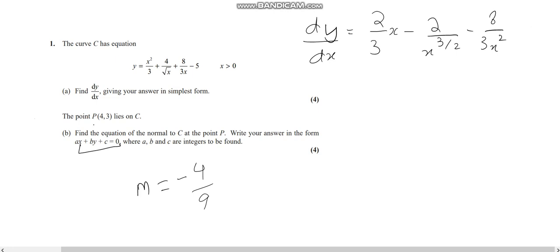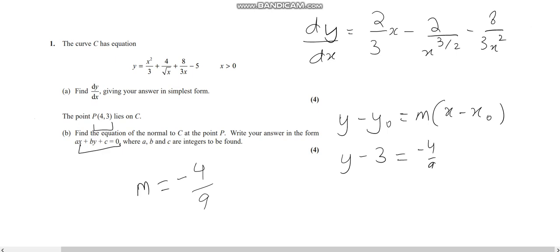We have got our point, that's 4 and 3, the x and y values. And now we have to find the equation of the normal. So guys, if you don't remember the formula for the equation of the normal, it's given in the back of the paper and you don't have to worry, but it's good to remember: y minus y naught equal to the gradient into x minus x naught. Now what we have to do is plug in the values. y naught is 3, so y minus 3 equals the gradient minus 4 upon 9 times x minus 4.